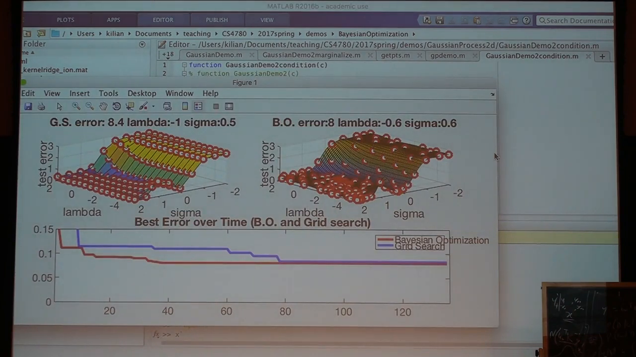What's the input to the Bayesian optimization? So Bayesian optimization just has a two-dimensional regression problem: the first hyperparameter and the second hyperparameter, and it tries to predict the validation error in that setting. That's what it is.